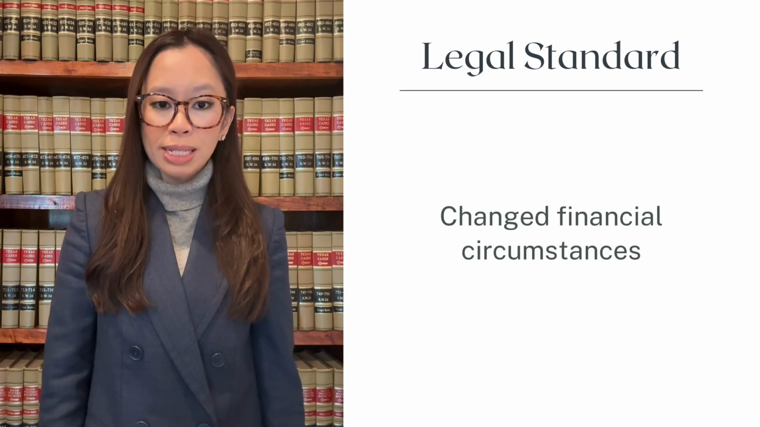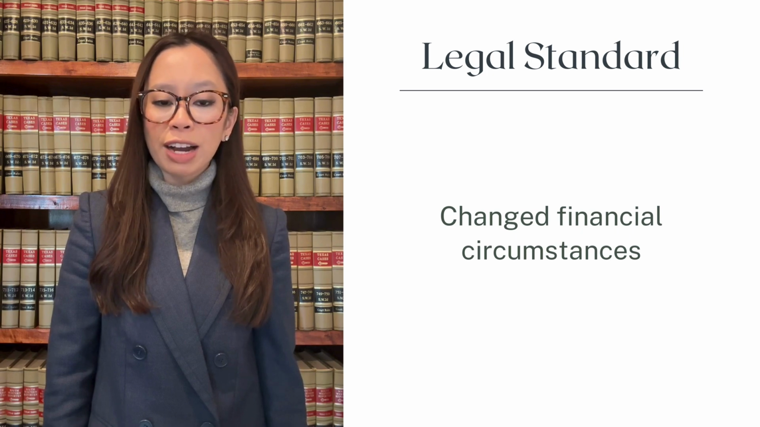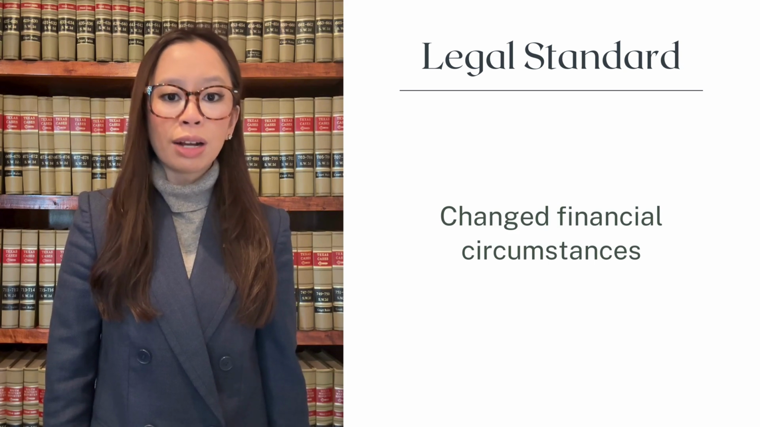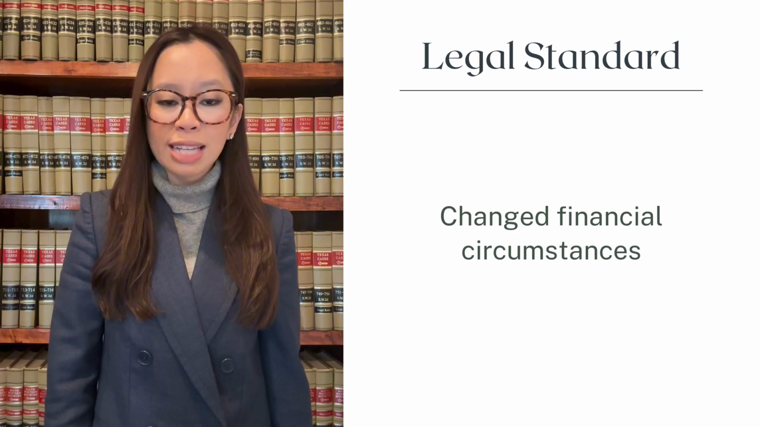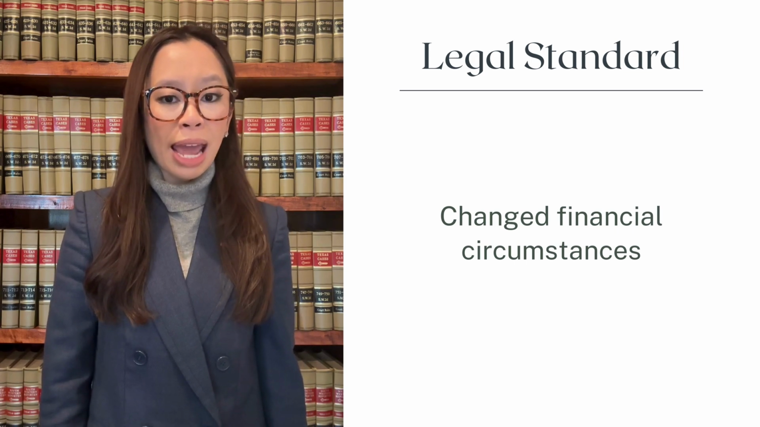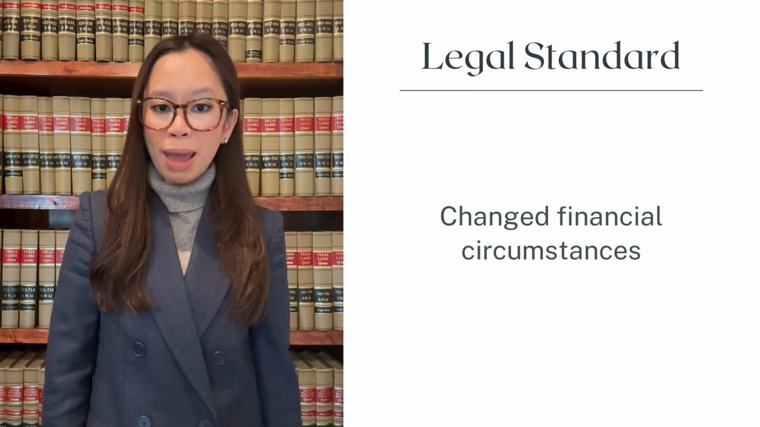Changed financial circumstances. For child support modifications, the paying parent must show that their financial circumstances have changed significantly. The change must be material and not something like a small fluctuation in salary or a minor job-related change. For instance, if a paying parent loses their job, this could be grounds for a modification of child support payments.